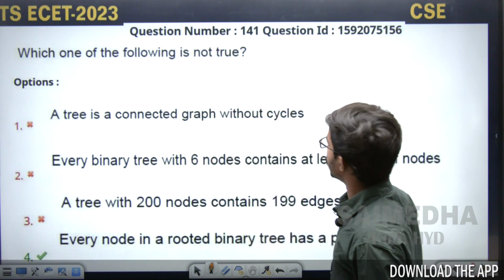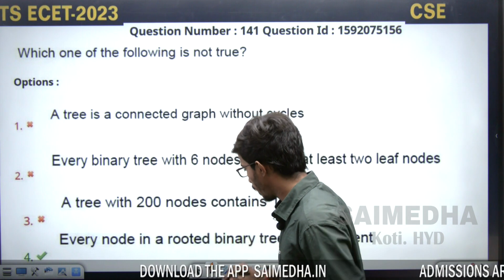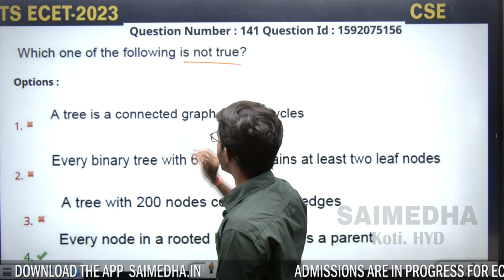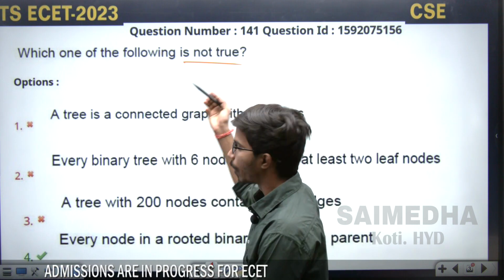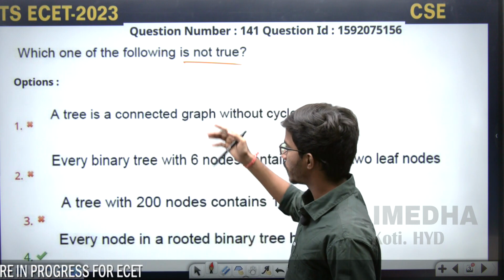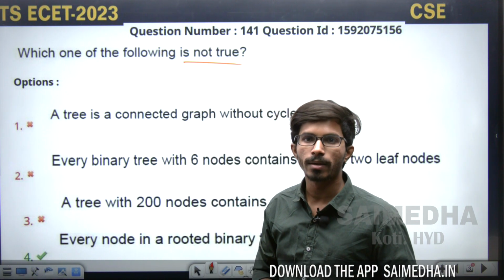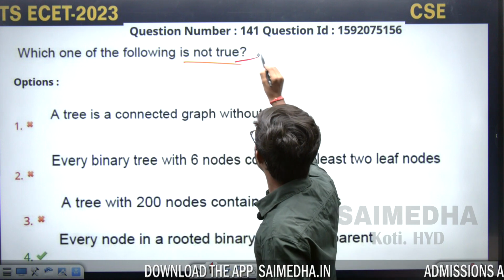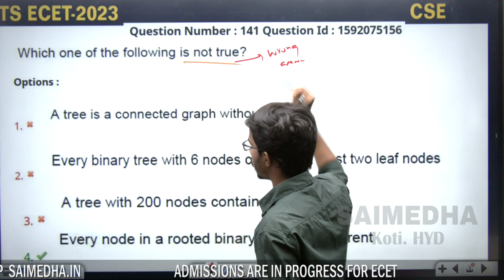Which of the following is not true? Okay, so I think this question is related to binary trees, not binary search. Binary trees, they are asking not true. Just focus on these questions very carefully. We have to pay much attention to the "not true", "not false". Not true means they have given a few right options and a few wrong options, so we have to pick the wrong answer. Always pick the wrong answer.